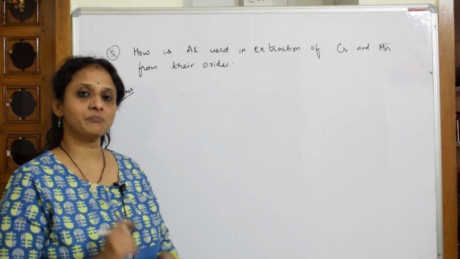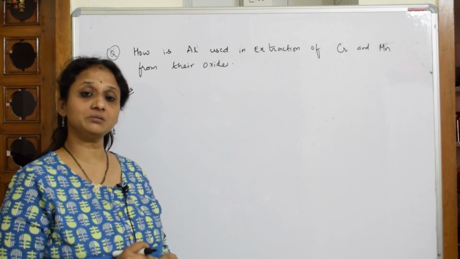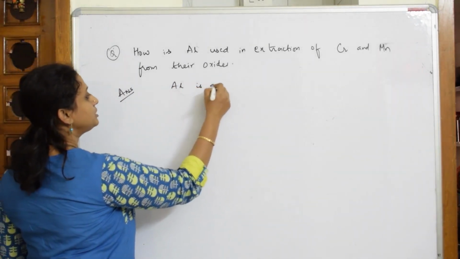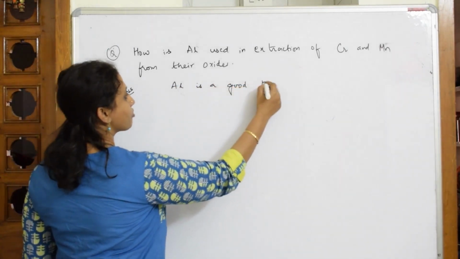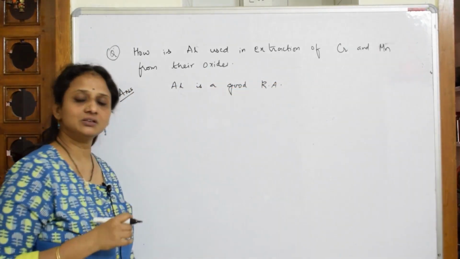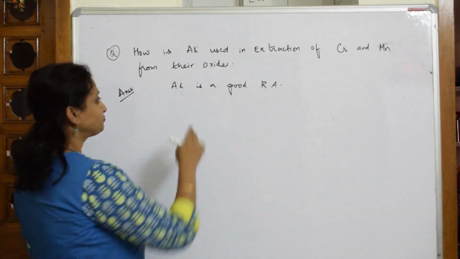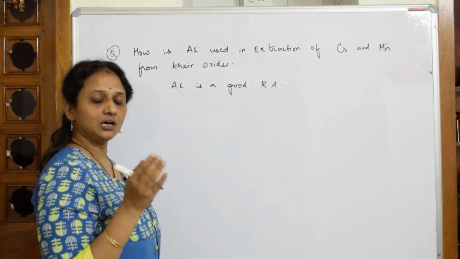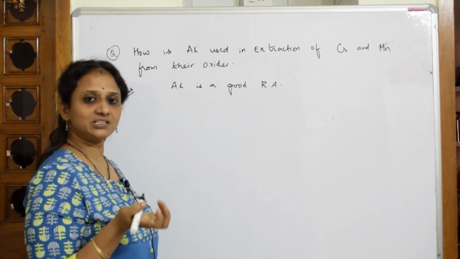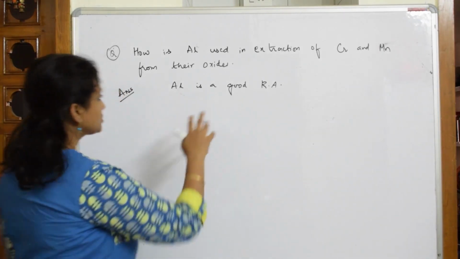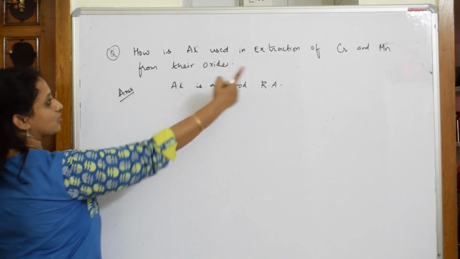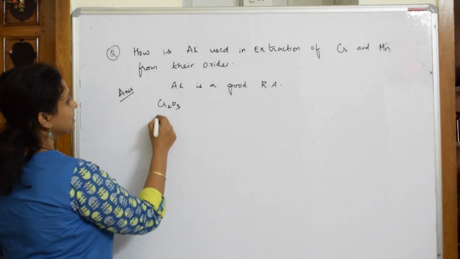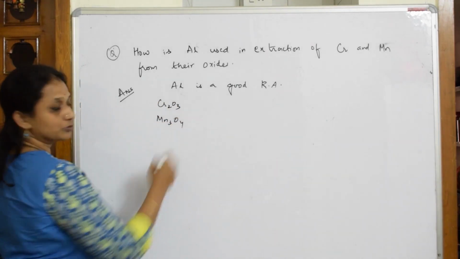Now what should you remember? First, most important, aluminium is a very good reducing agent. So just write, aluminium is a good reducing agent. When it is a reducing agent, what did we learn? Reducing agents are those which themselves undergo oxidation and reduce others. So what happens when I take oxides of chromium? Chromium oxide is Cr2O3. Manganese oxide is Mn3O4.